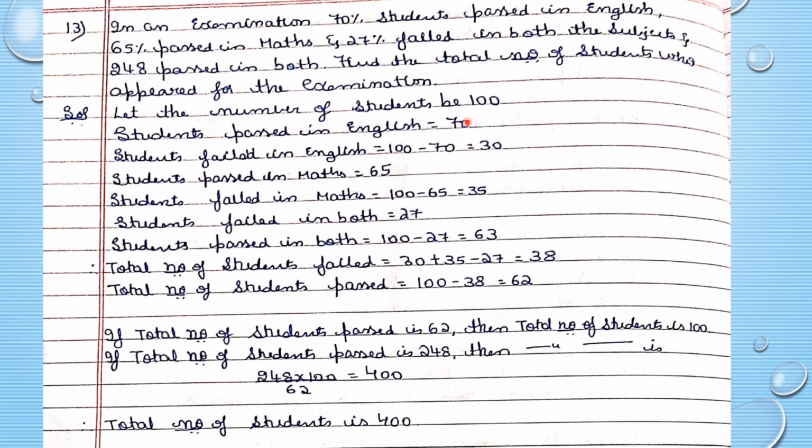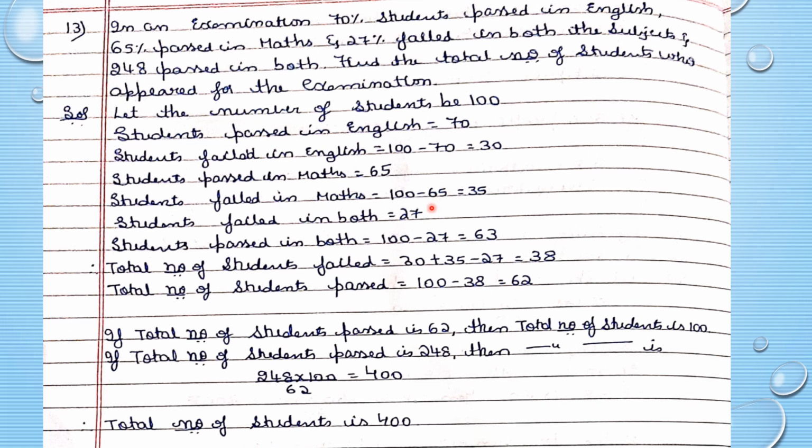So 70% have passed, so students passed in English is 70. If 70 have passed in 100, the remaining people are considered failed. So students who failed in English is 100 minus 70, that is 30. Once again, 65 people passed in maths. If 65 have passed in 100, the remaining should be failed. So 100 minus 65, 35. So 35 students failed in maths.